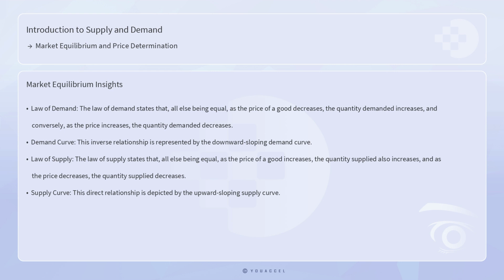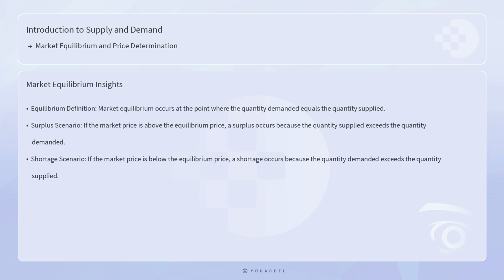On the supply side, the law of supply states that all else being equal, as the price of a good increases, the quantity supplied also increases, and as the price decreases, the quantity supplied decreases. This direct relationship is depicted by the upward-sloping supply curve. Market equilibrium occurs at the point where the quantity demanded equals the quantity supplied. At this equilibrium price, there is no excess supply or excess demand, and the market clears.